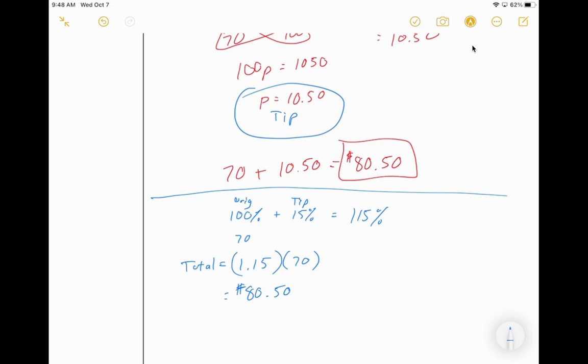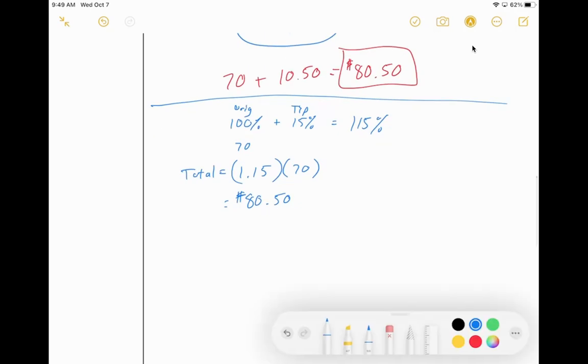Okay? Does that make sense? So for the homework, if they ask you for tax, tip, or markup, you just do the same method? Yep, tax, tip, and markup are done the exact same way. They're three different things, they're just done the same way. So let's do a markup problem.